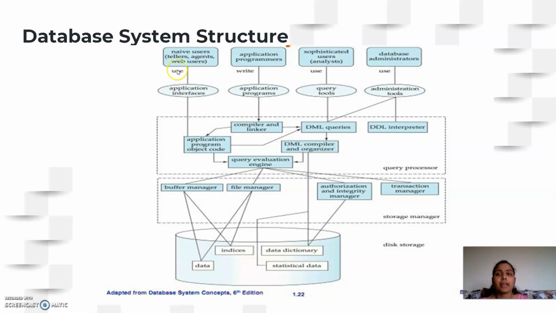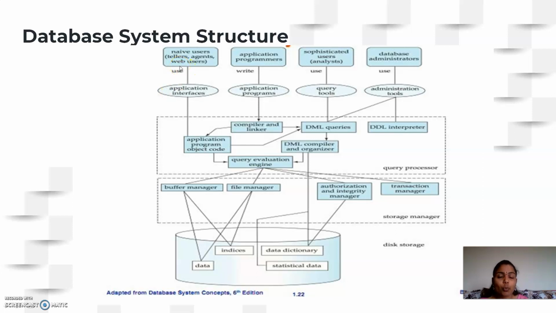From our previous session we understood that these four are the different users of our database. One is a naive user, second the application programmer, third the sophisticated users or the data analysts, and fourth the database administrator. The specialized user will not come into the picture because the specialized user will communicate only to specialized databases but not to the traditional database management system. So now let us understand how these four different users are communicating with our databases.